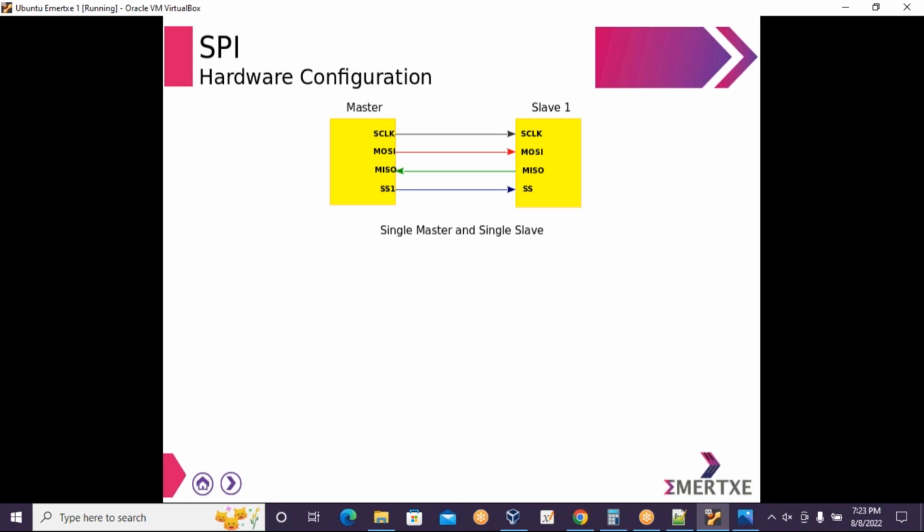That is why you can see a line going from the master to the slave. So see the direction of the line. It is from the master towards the slave. Always remember, master is the one who's going to generate the clock.